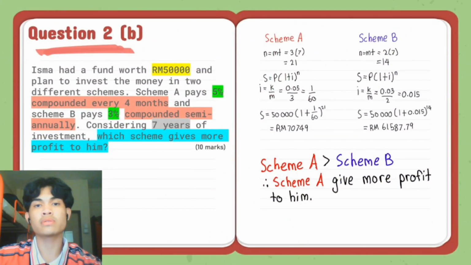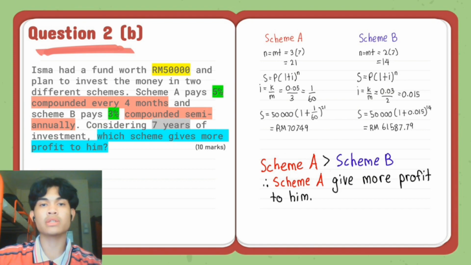For question 2B, the question is, Isma had a fund worth 50,000 ringgit and planned to invest the money into different schemes. Scheme A pays 5% compounded every 4 months, and Scheme B pays 3% compounded semi-annually. Considering 7 years of investment, which scheme gives more profit to him? In this question, we use the future value formula, which is S equal to P bracket 1 plus I power of N. First, we need to find periodic interest, or I, and number of interest periods, or N. For the I, we need to find K and M values. Meanwhile, for N, we need to find M and T values. After that, we apply all the values into the formula.